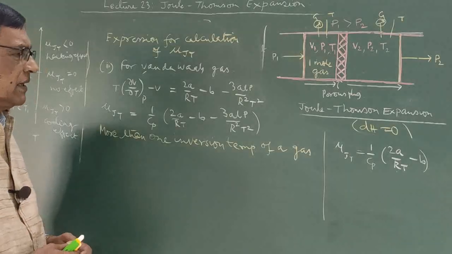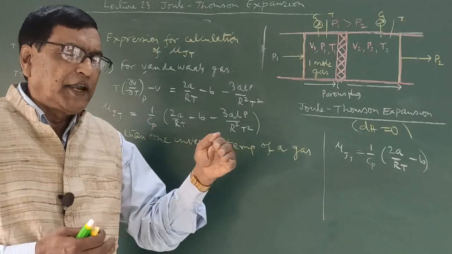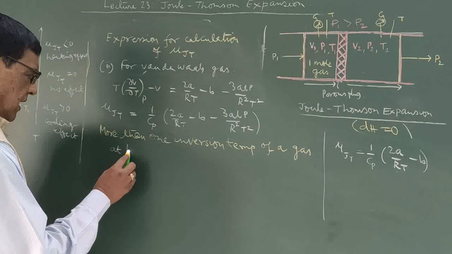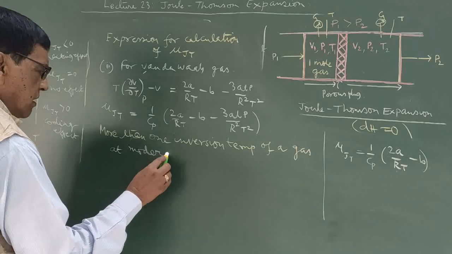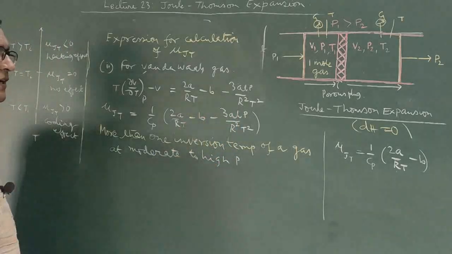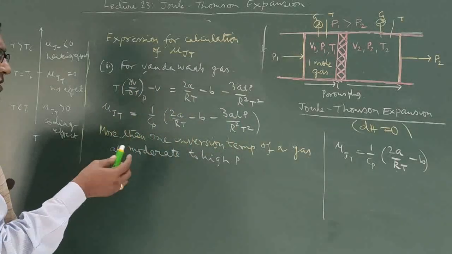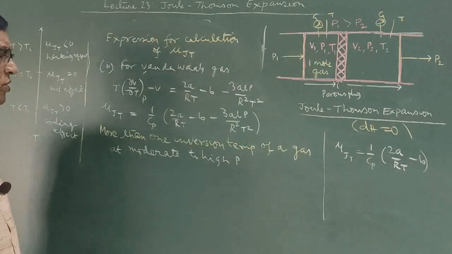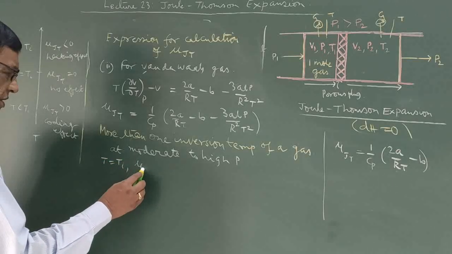And now I would like to show a very important case where for a gas there might be more than one inversion temperature. So say at high pressure, at moderate to high pressure, this term you cannot neglect. And if you keep this term, then mu JT will be like that. And I have already said that mu JT depends on temperature, pressure, and nature of the gases. So in this case also, when T equals Ti, mu JT equals 0.